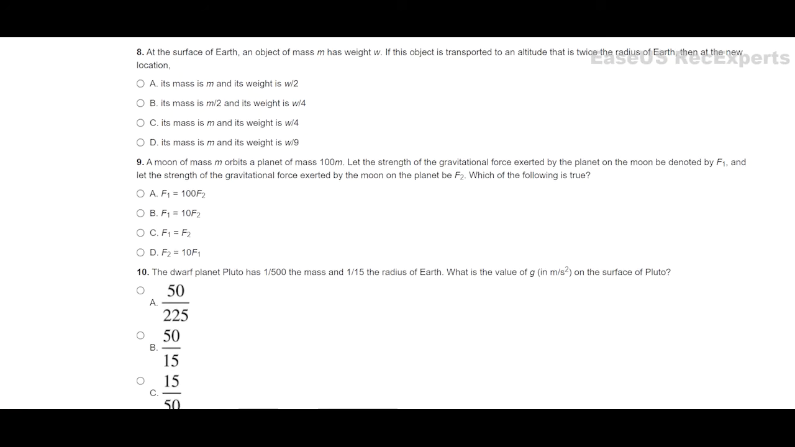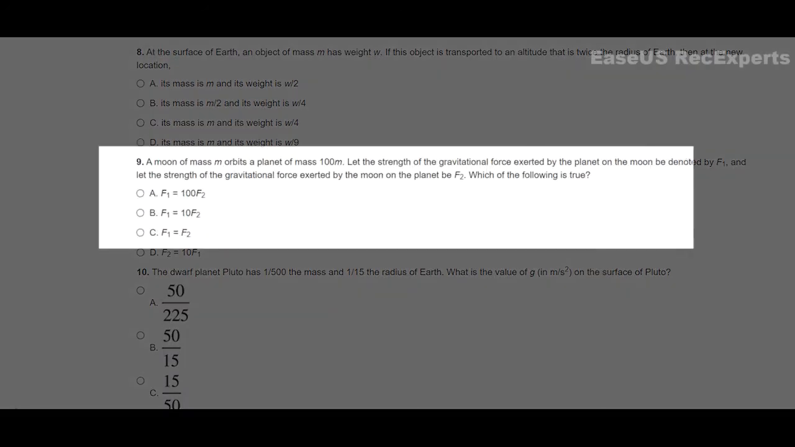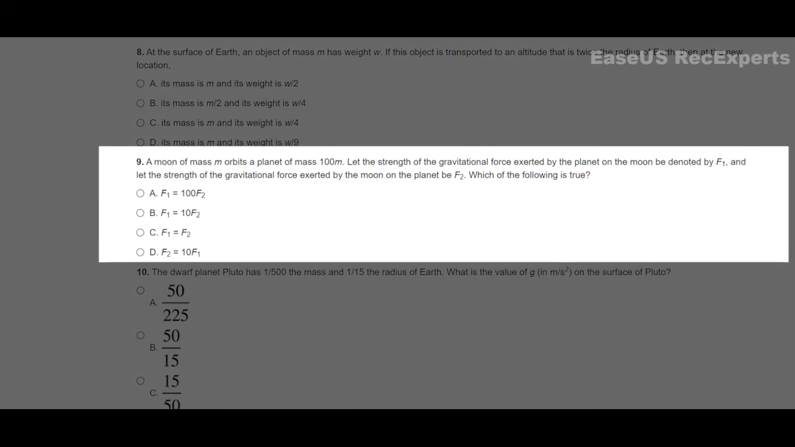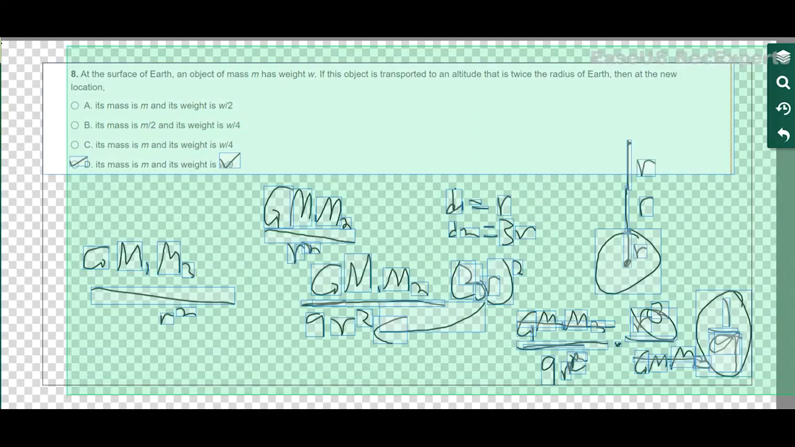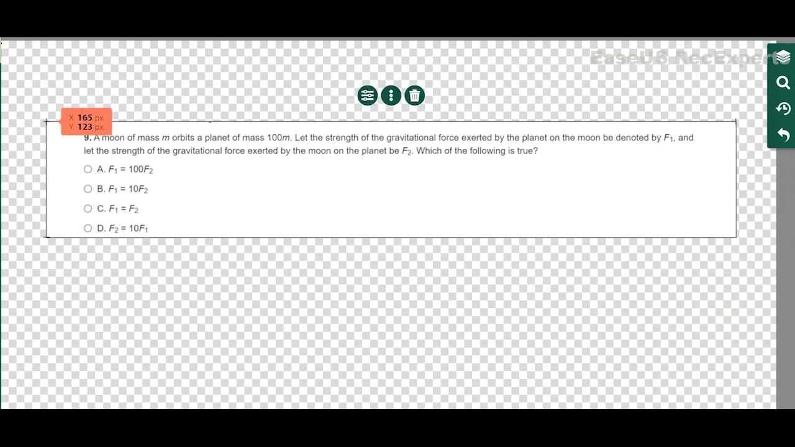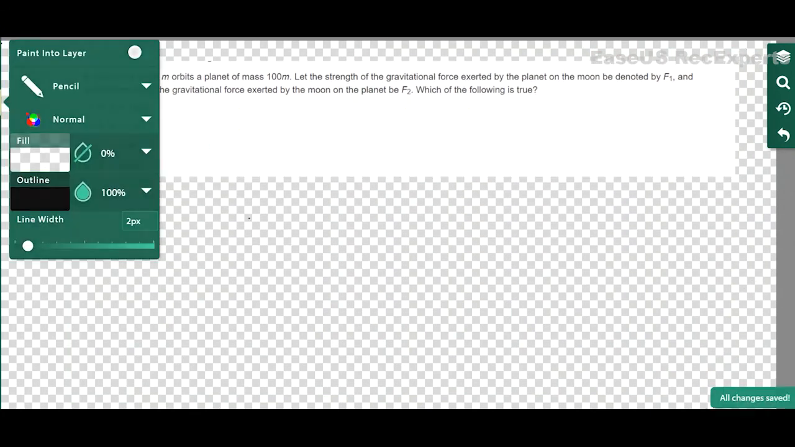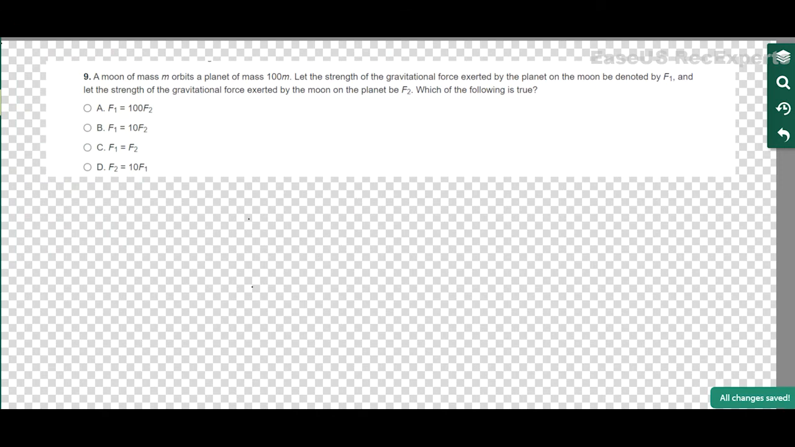Now let's take a look at number 9. A moon of mass m orbits a planet of mass 100 m. Let the strength of the gravitational force exerted by the planet on the moon be denoted by F1, and let the strength of the gravitational force exerted by the moon on the planet be F2. Now this is an action-reaction pair, as we were discussing in the other part of the video during the forces unit, right?